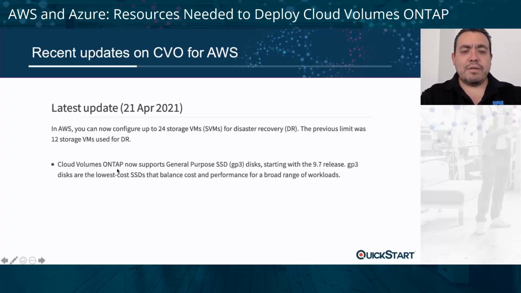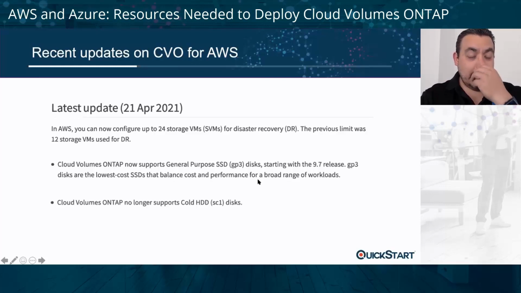And now CVO on AWS supports GP3 this time. We used to go with GP2 for many years. Now it supports GP3, and that's the lowest cost SSD, so you can balance the cost and performance for different workloads. And since ONTAP 9.9, on the last update that we had like 2 days ago, CVO no longer supports SC1. Okay, so you can go with GP2, GP3, SC1, IO1. Those are different drive types that you can deploy on AWS.